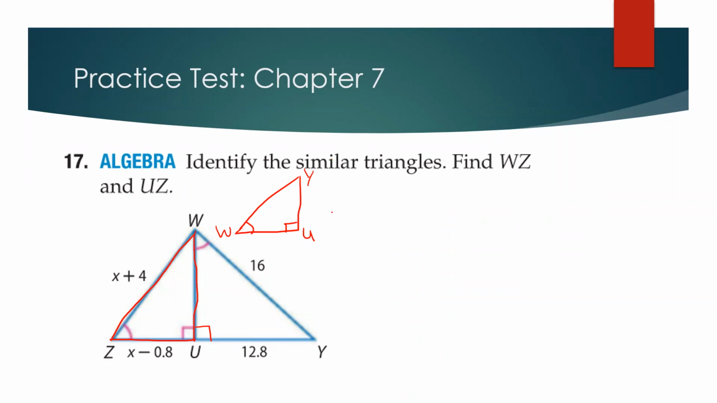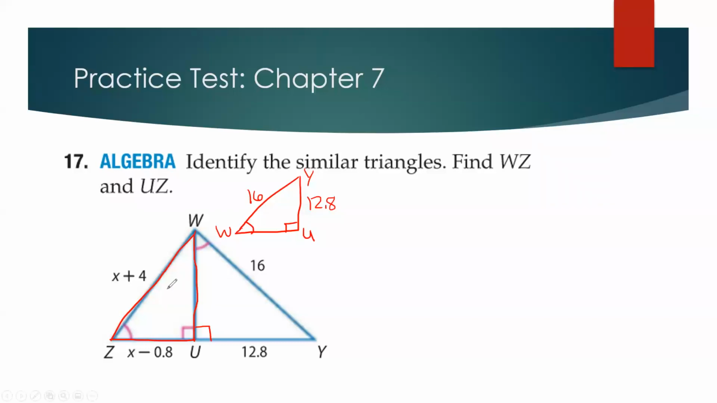All right, and then I know that the length of the side between W and Y is 16, and the length of the side between U and Y is equal to 12.8. Okay, I don't know this side. I'm asked for WZ, this side over here. Okay, and then UZ, this side over here. Okay, so what we need is to write the corresponding sides.